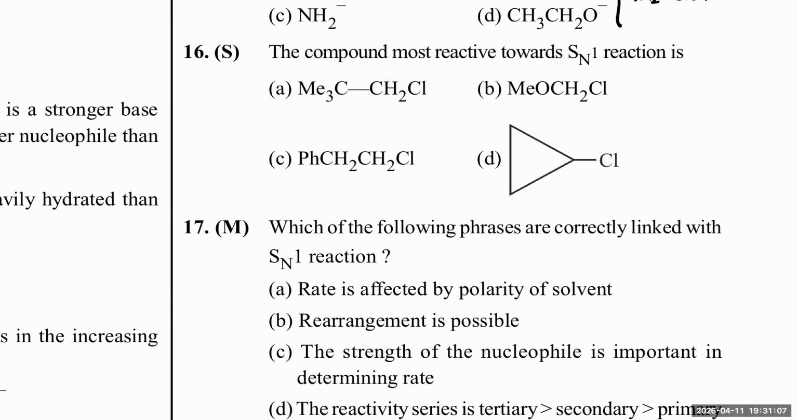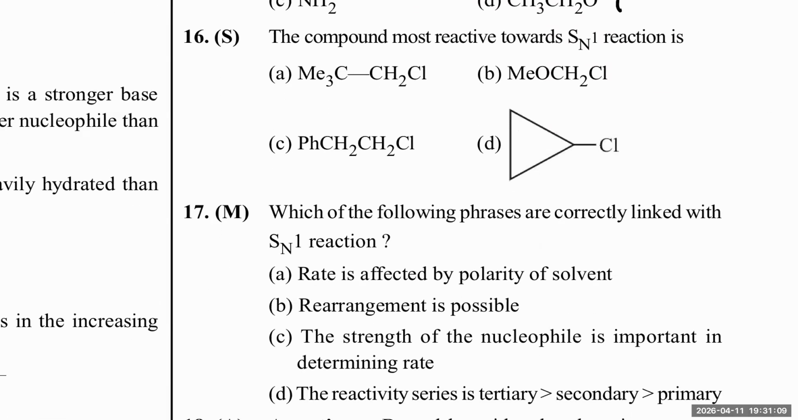Next, which one will go best for SN1? Simply carbocation stability. So you can see the most stable carbocation is this one, aromatic, octet completed carbocation. So that is the most stable one.